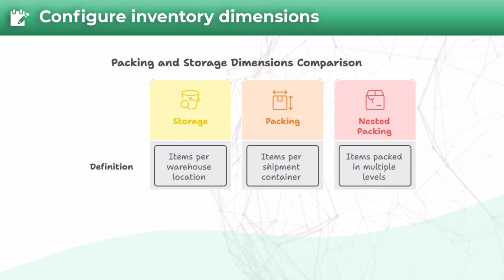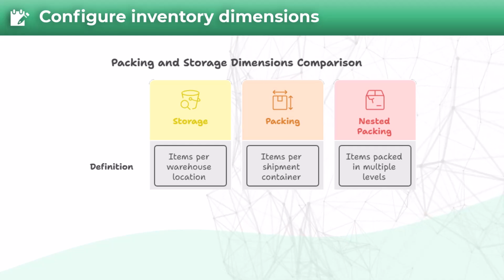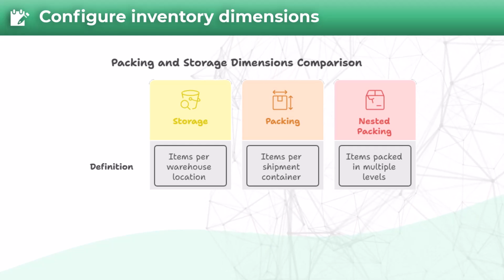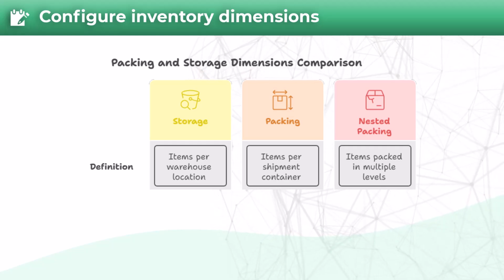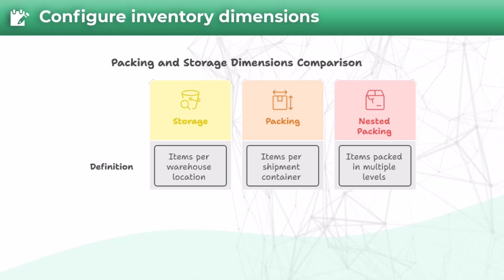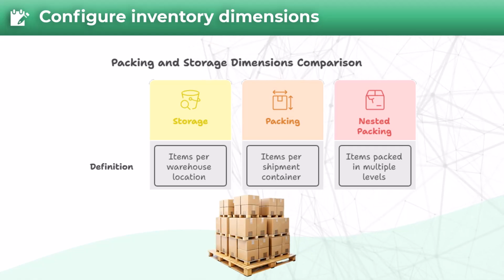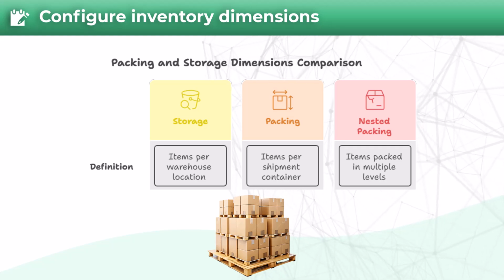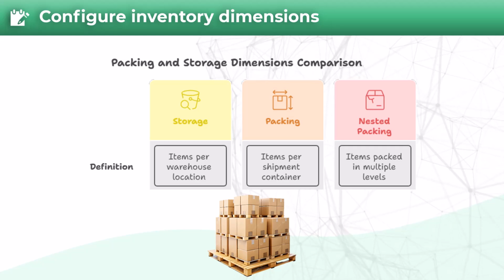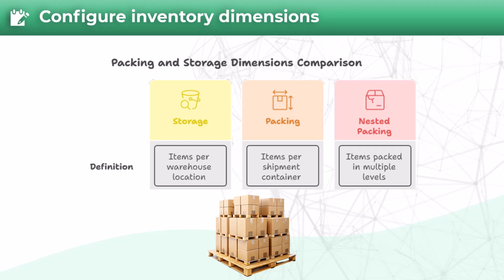Okay, so I hope you have noted down why storage, packing and nested packing are required, and I have defined those. Let me give one real-world example. If a carton can hold 24 bottles and a pallet can hold 50 cartons, the system helps you calculate the total storage capacity automatically.